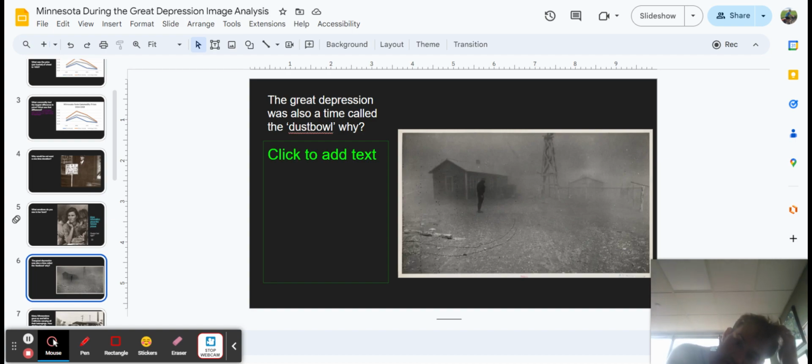The Great Depression was also a time called the Dust Bowl. Why? So you're going to look at this picture. This picture does not come from Minnesota. This comes from Oklahoma. Why would they call this the Dust Bowl?